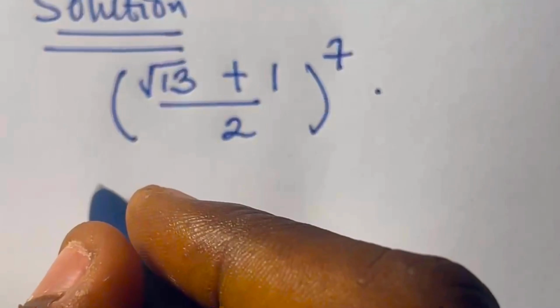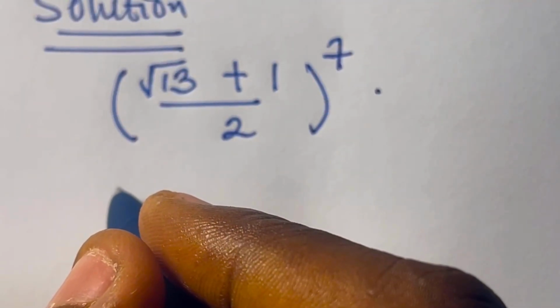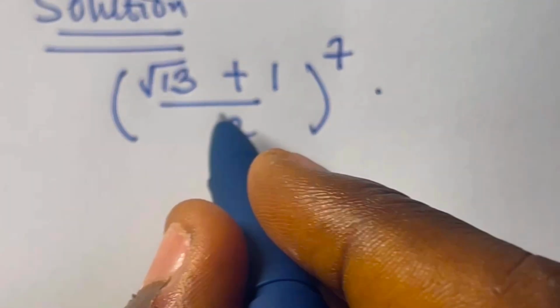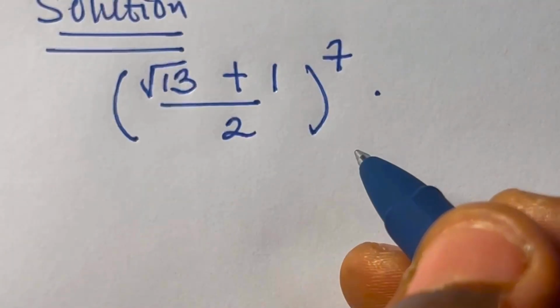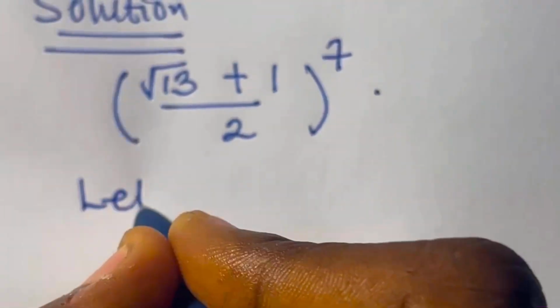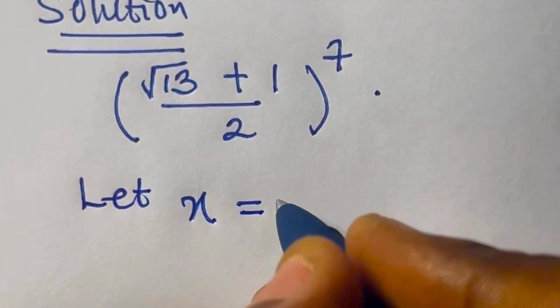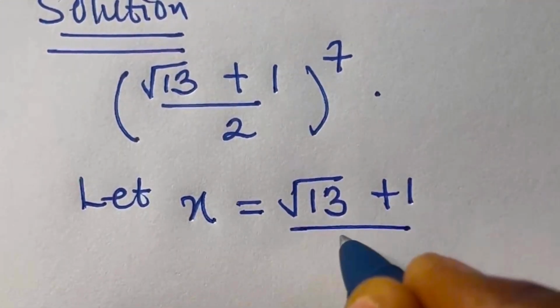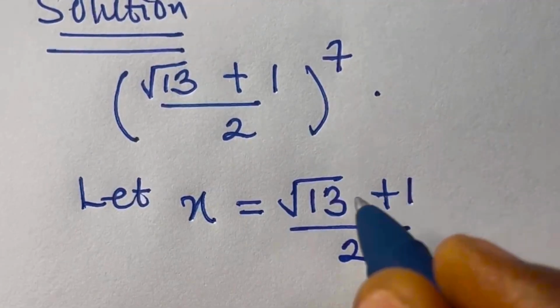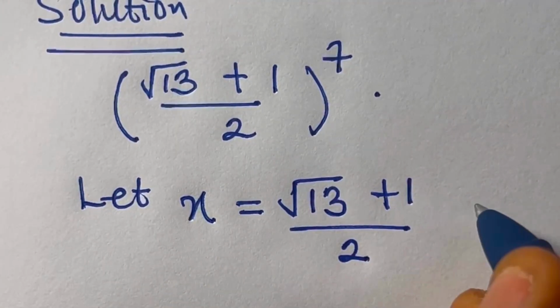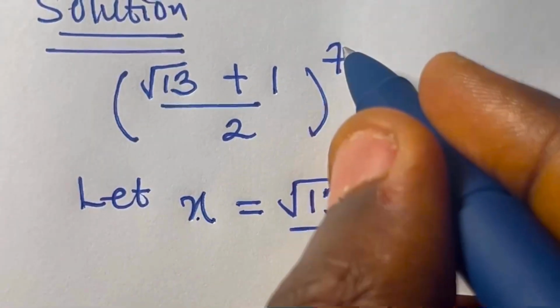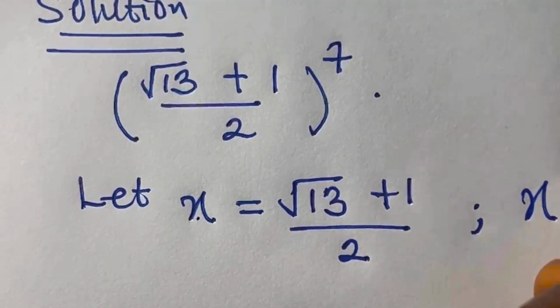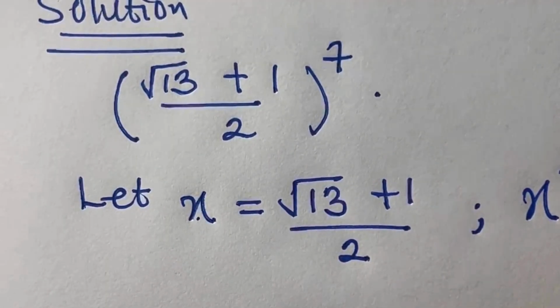So from here, the first step we take is let this equal, maybe we use x. Let x equal (√13 + 1)/2. And if x equals this, it means that we have x raised to the power 7. So this x raised to the power 7 is what we want to find, right?